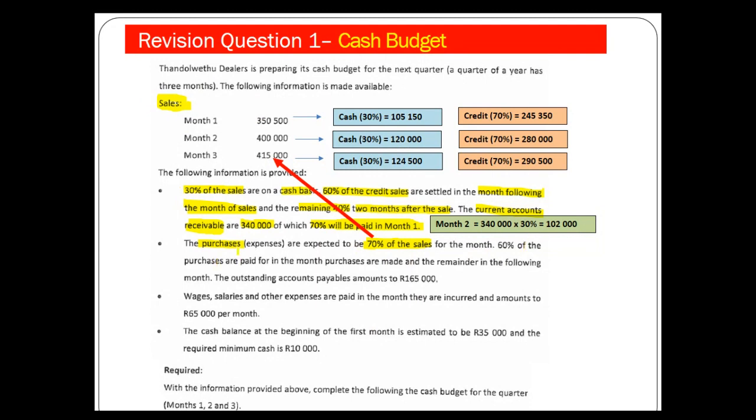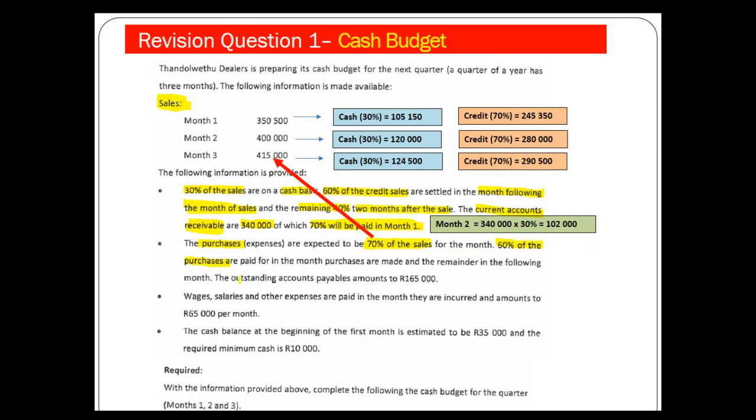Again, remember, purchases can either be cash or credit. But according to the information, they say 60% of these purchases are paid in the month purchases are made. In other words, if they are paid in the month purchases are made, it means 60% will be cash. Can you see now? And then they say the remainder in the following month. In other words, if I have purchases in month one, 60% will be paid in that month one. The remaining 40% will be paid in month two. Can you see now?